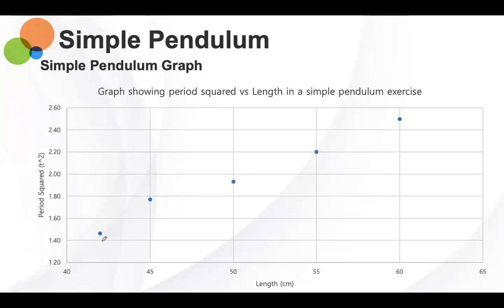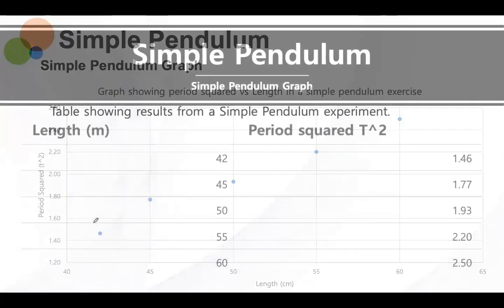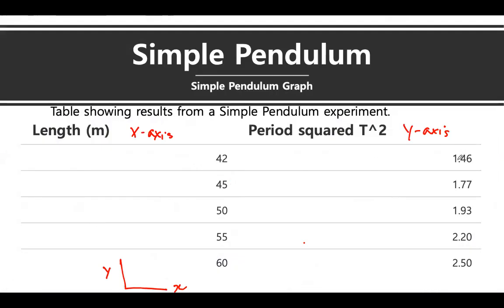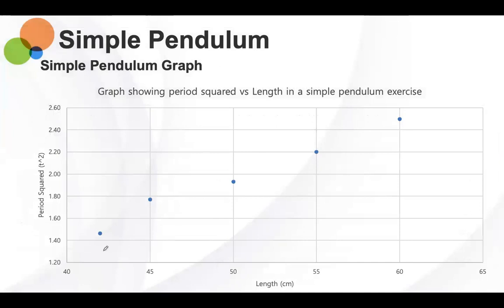We look at our first point at 42 and 1.46. So we try to estimate the position of 42 and 1.46. So 42 would be around here, right? In this area between 40 and 45. Is that the case? Yes, sir. So 42 would be around here, 43 would be here, and we have 44 here.